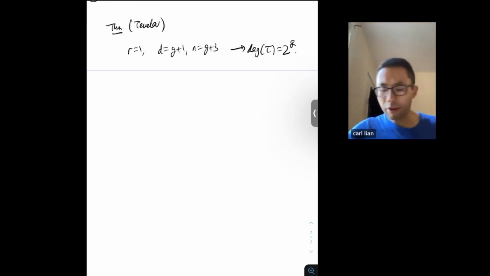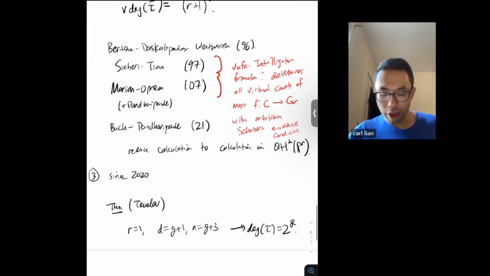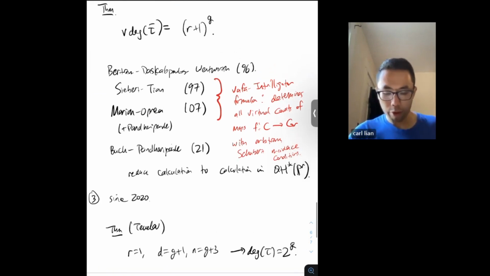Okay. So this doesn't go through any Gromov-Witten theory or anything. So this agrees, notice, with the virtual degree. So when r is 1, you just get 2 to the g. But he had some sort of very different calculation that he was interested in for other reasons.